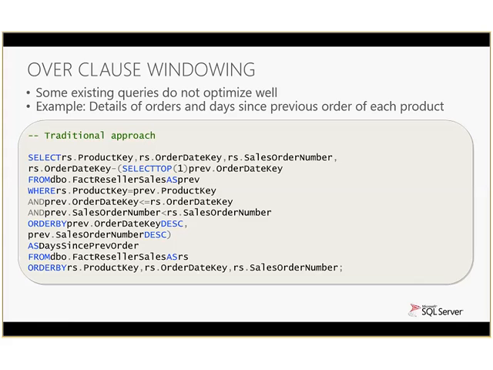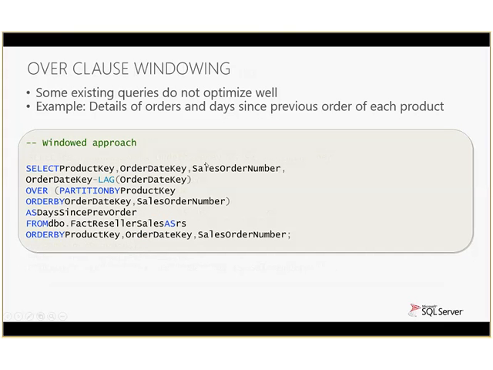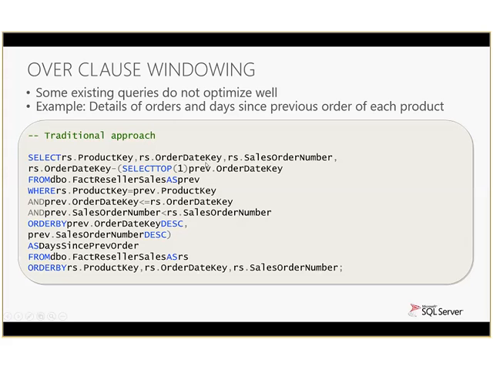Previous windowing methods in SQL Server didn't really optimize well. Right? You had to do funny things with working with the keys or adding rankings and then ordering by the rankings. It's kind of a mess. With windowing. So here's an example where we're saying give us the product key and the order date key and the sales number and the order date key minus the top one previous order key for that user.